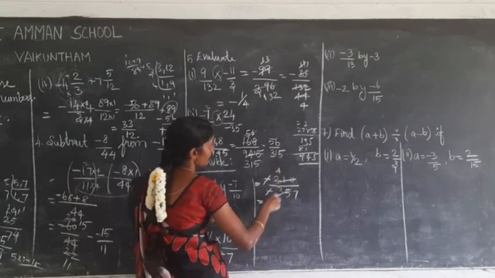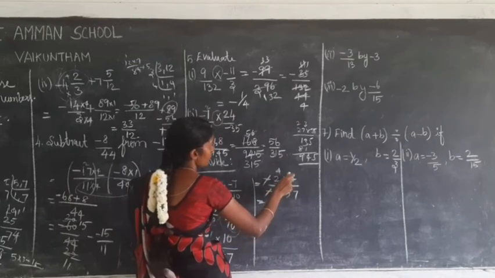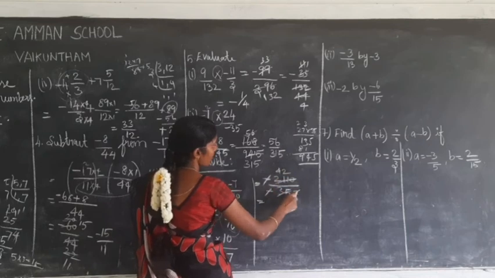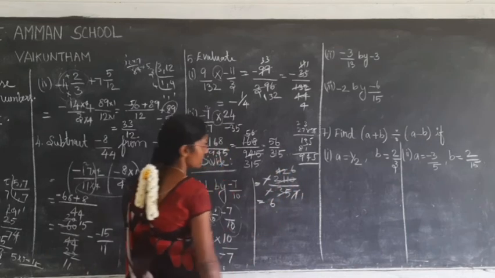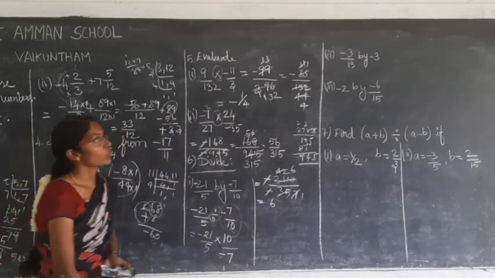4 5s are 20. Remainder 1. So 2 5s are 10. 1 7 is 7. 6 7s are 42. So the answer is 6. Okay, clear? So the next problem.